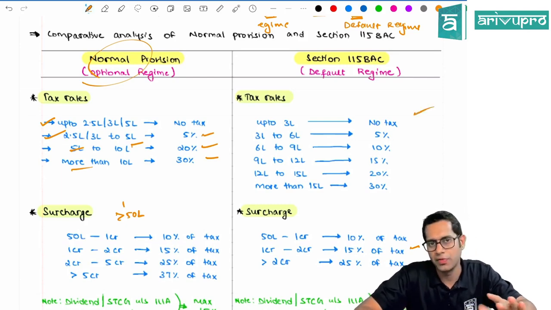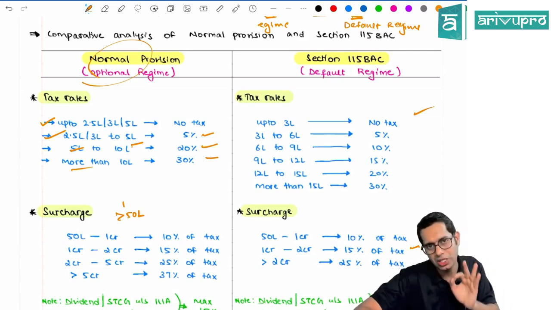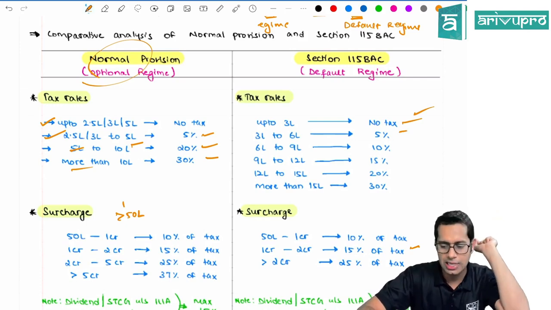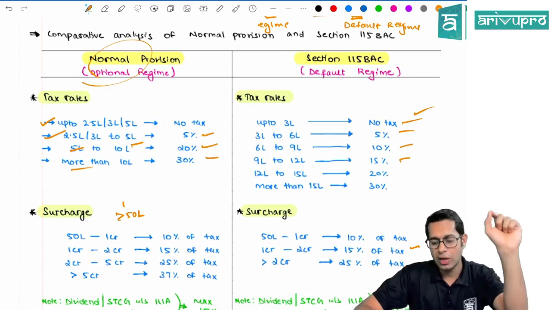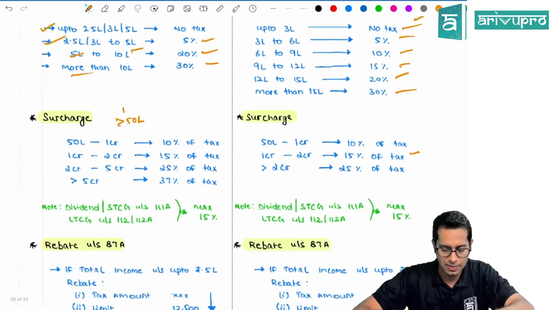But under 115 BAC, irrespective of who you are, whether you are a senior citizen, super senior citizen, or a normal person, up to 3 lakh rupees, you don't have to pay any taxes. 3 lakhs to 6 lakhs, 5%. 6 lakhs to 9 lakhs, 10%. 9 to 12, 15%, 12 to 15, 20%, and more than 15, it is 30% is the tax rate.